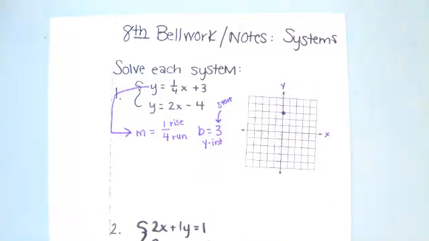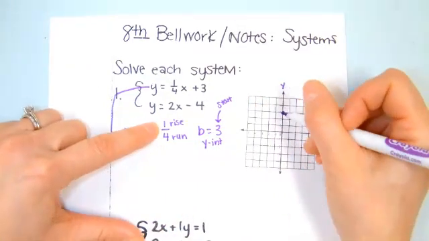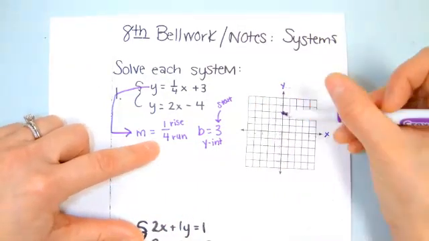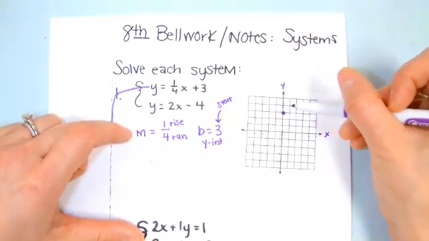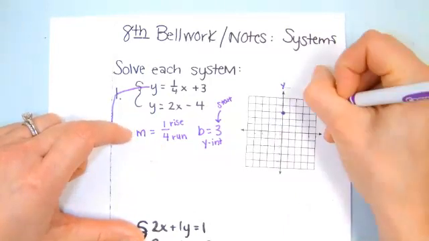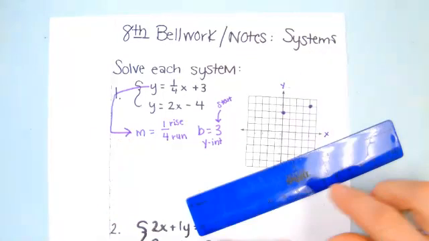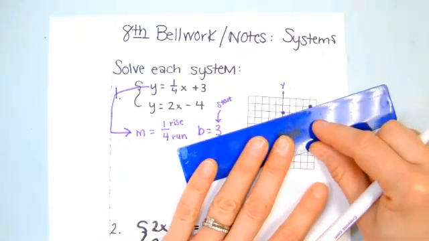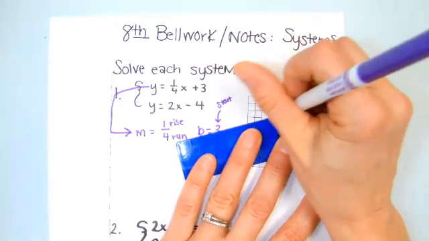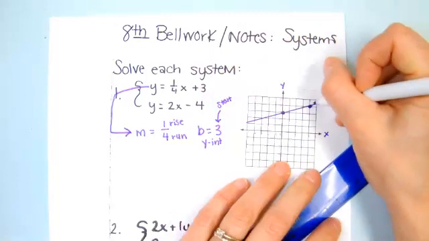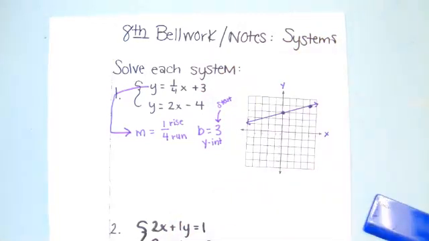All right, now from that spot right there that I just made, I want to rise 1 and run 4. So from that first dot, I'm going to go up 1 and go right 1, 2, 3, 4, and make a second dot. Then I want to take a ruler or straight edge, or the side of your folder, something that's straight, and draw a line through those two dots from one end of the graph to the other end. Okay, so the first one is done.